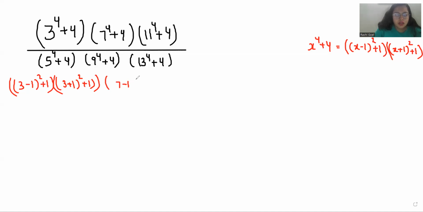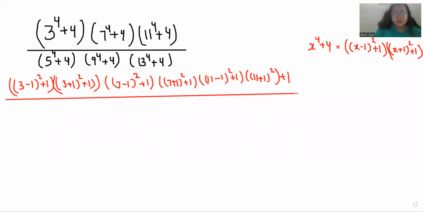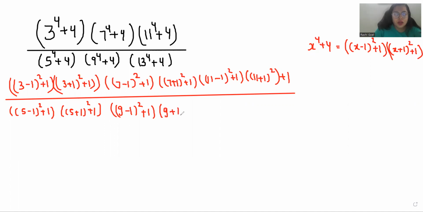Similarly, 7 minus 1 whole square plus 1, 7 plus 1 whole square plus 1. 11 minus 1 whole square plus 1, 11 plus 1 whole square plus 1, by 5 minus 1 whole square plus 1, 5 plus 1 whole square plus 1. 9 minus 1 whole square plus 1, 9 plus 1 whole square plus 1. 13 minus 1 whole square plus 1, 13 plus 1 whole square plus 1.